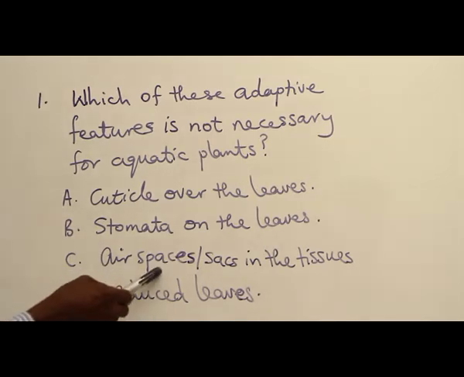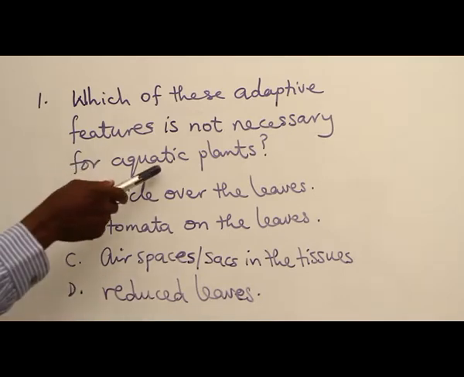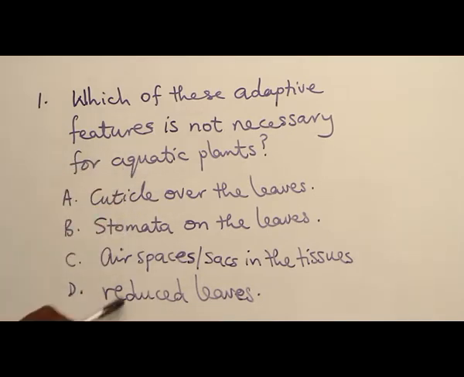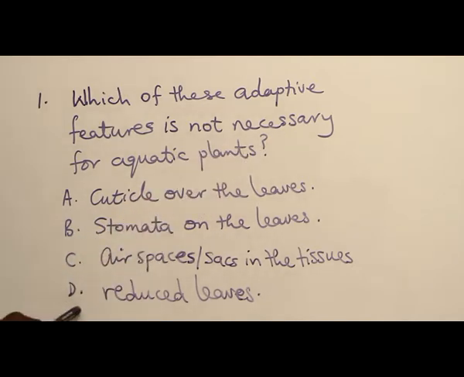What is the air space or the air sacs in the tissue doing? Is to keep the plant buoyant in the water. That is to float in the water. D. Reduced leaves. What is the essence of reducing leaves? The size of the leaf is just to reduce the rate of transpiration. But in this case, the plants inside water have no need to care about water loss from the body. So the question again, which of these adaptive features is not necessary? So D is not necessary. Answer to our question is option D, reduced leaves.